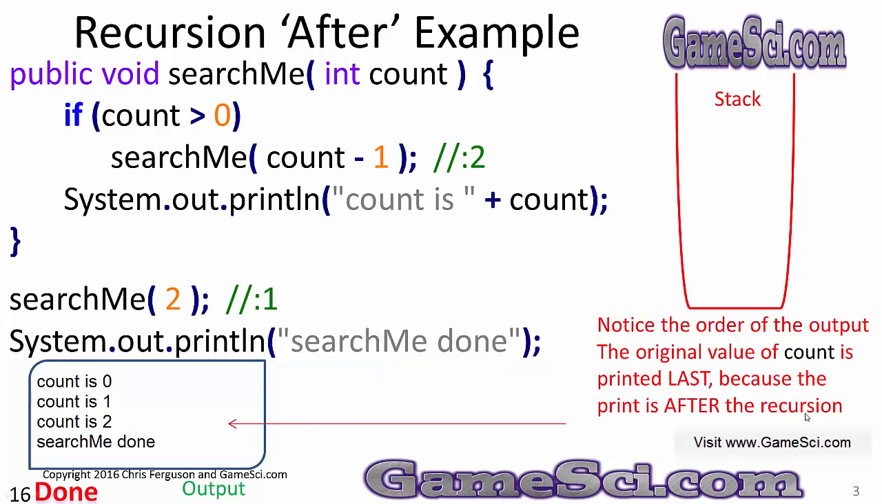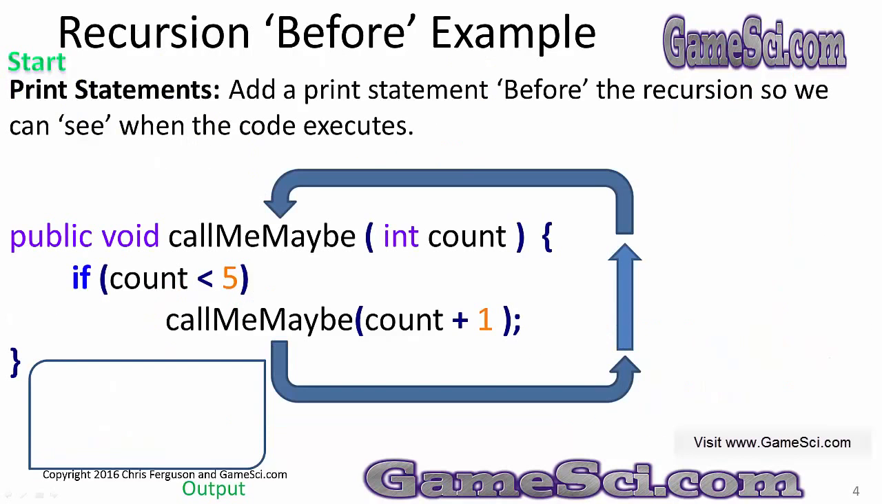Notice the order of the output. The original value of count, the 2, was printed last because the print statement is after the recursion. This System.out.println here does not execute until that if statement goes false. Since it's a 0 that made that if statement go false, the 0 is what gets printed first here. You can see how recursion works a little bit. All we're doing is repeatedly executing the SearchMe method until a certain condition is met. Once that condition is met, we unwind the calls to SearchMe. So that was the recursion after example.